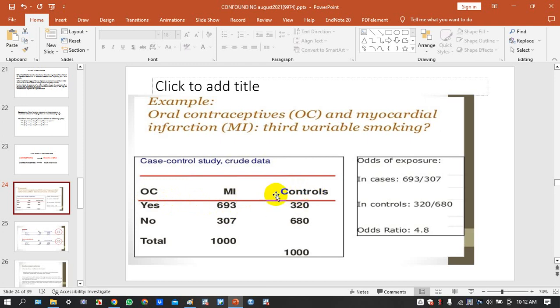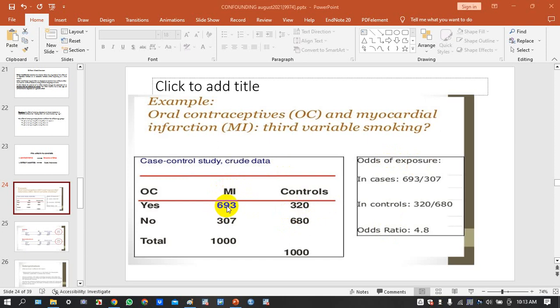And the controls also. These are the controls that we have. With the controls, 320 took the contraceptives, and 680 did not take the contraceptives. They didn't have the disease, but it's the cases that have the disease. So let's see the odds ratio.